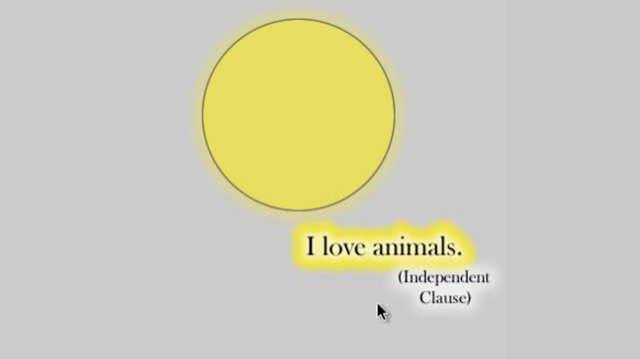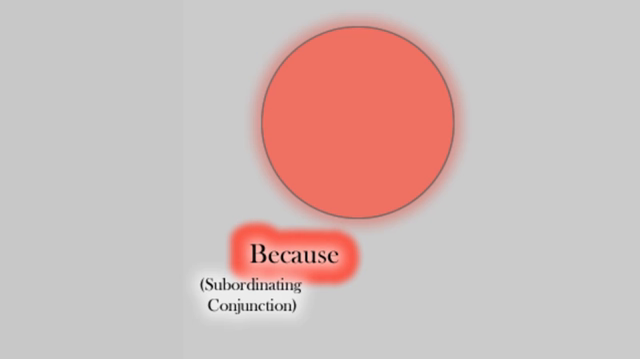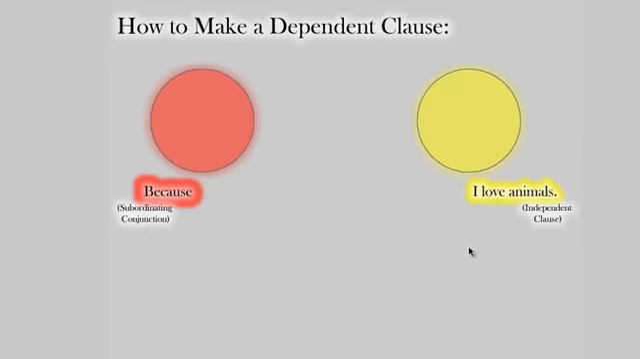Now, to make it dependent, we have to add something to it. Right? Independent clause can stand alone. We need to somehow weaken that in order to make it dependent. To do that, we're going to need to add a subordinating conjunction, such as, in this case, because. Now, what this does is allow us to join our soon-to-be dependent clause to other clauses. But for our purposes right now, we're going to use it to make this independent clause dependent.